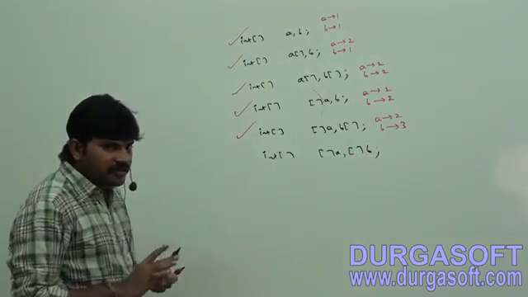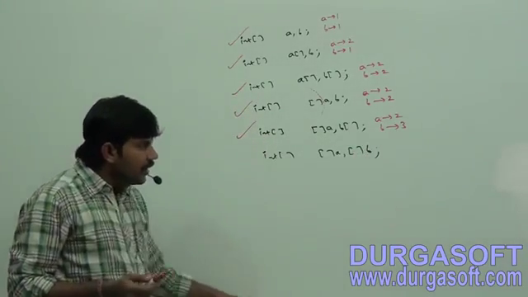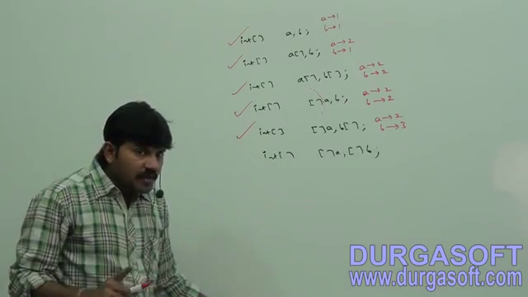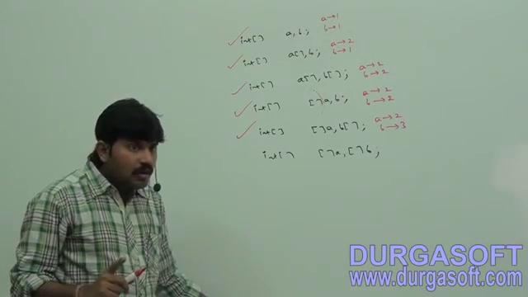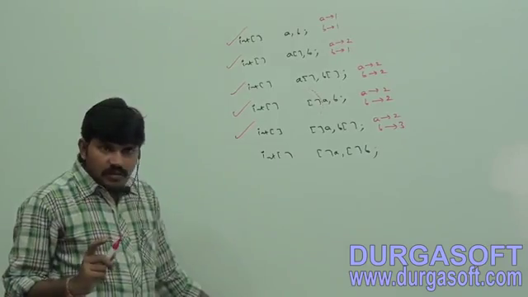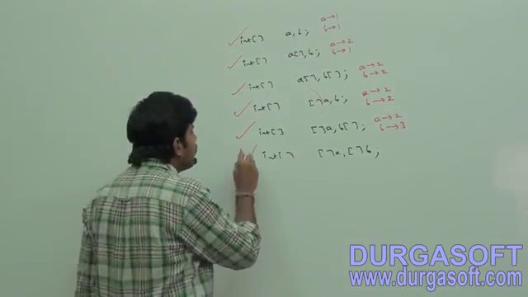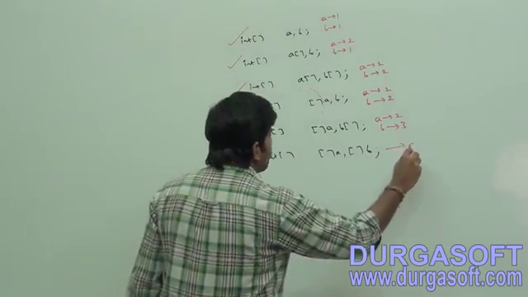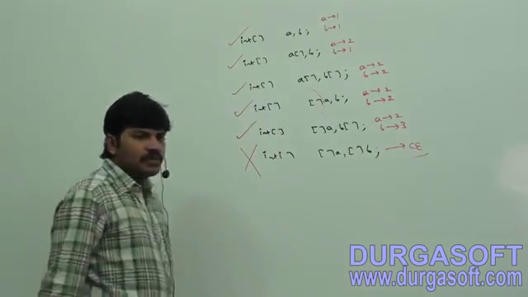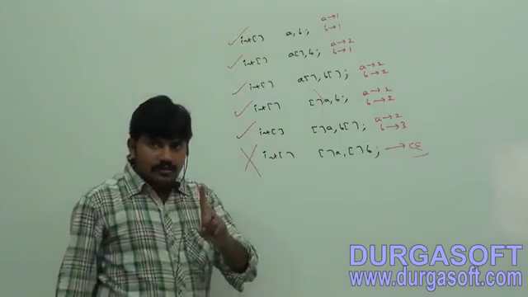Now, int array, A and B. What is A's dimension? 2. What is B's dimension? Make sure if you are taking it like this, the compiler will give a compile time error. So that's the second conclusion you should be aware of.